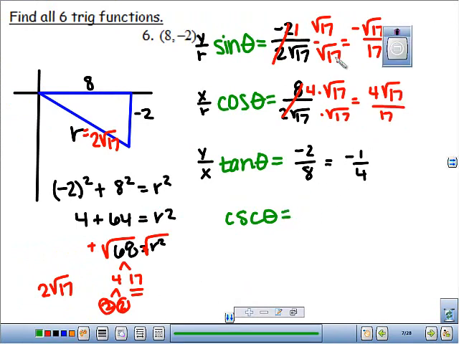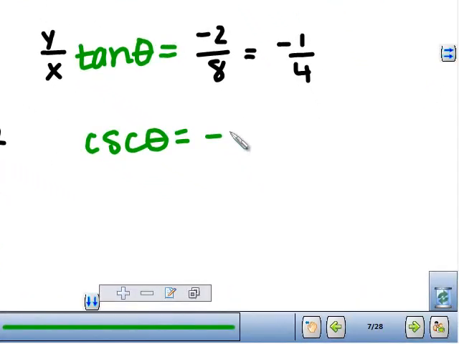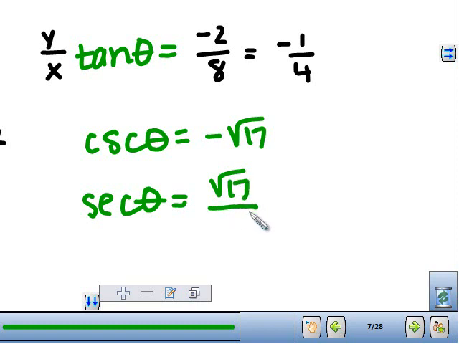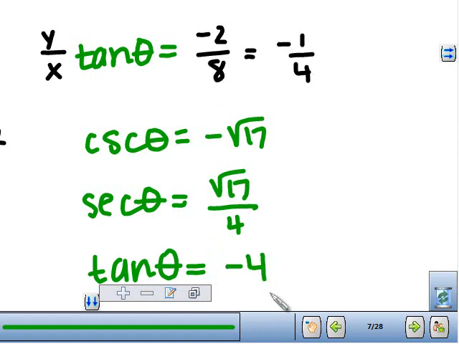Alright, so cosecant will be the reciprocal of the original. 2's still cancel. So instead of 1 over square root of 17, it's square root of 17 over 1, and it is negative, so the reciprocal is negative. Secant is the reciprocal of cosine. Okay, so that 4 still is the reduced number, so 4 over square root of 17, it's going to end up being square root of 17 over 4. Reciprocal of -1/4 is just -4.